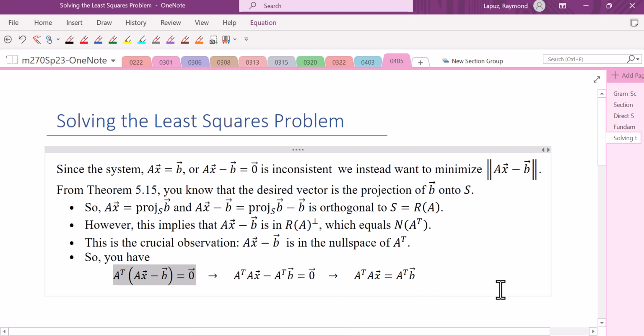Okay? So that's the general idea behind the least squares problem and how it relates to orthogonal projection, orthogonal subspaces, and the basic subspaces of our matrices.